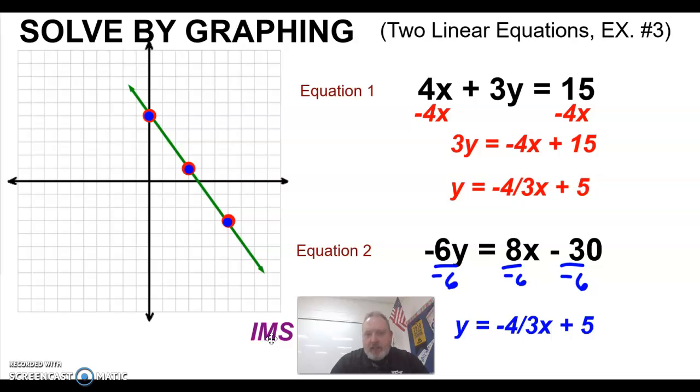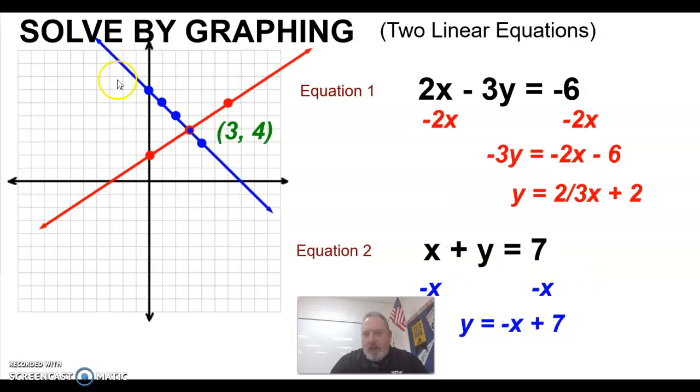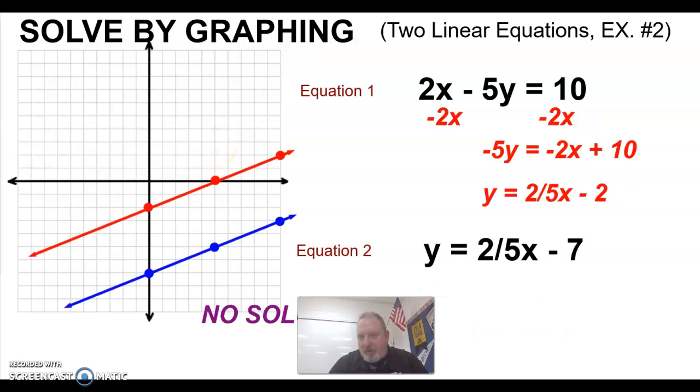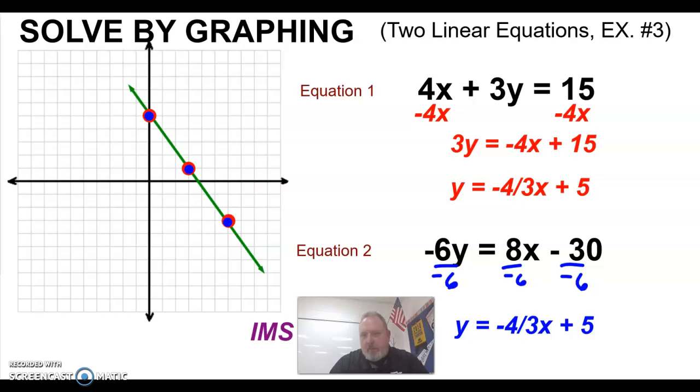So again, just to recap from a linear standpoint, one option: if you have different slopes, they're going to cross, they're going to have one intersection point. If you have the same slope and different y-intercepts, they're going to be parallel, and that's going to be no solution. And if you have the same slope and same y-intercept, in other words, the same equation, it's going to be infinitely many. And so you'll see a few systems of linear equations today in your homework.